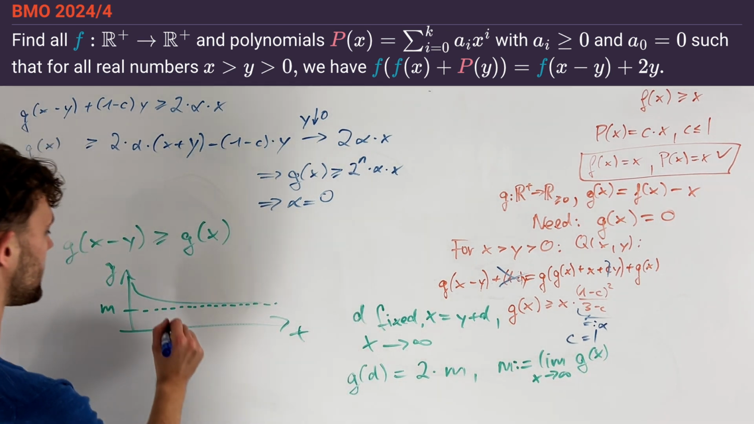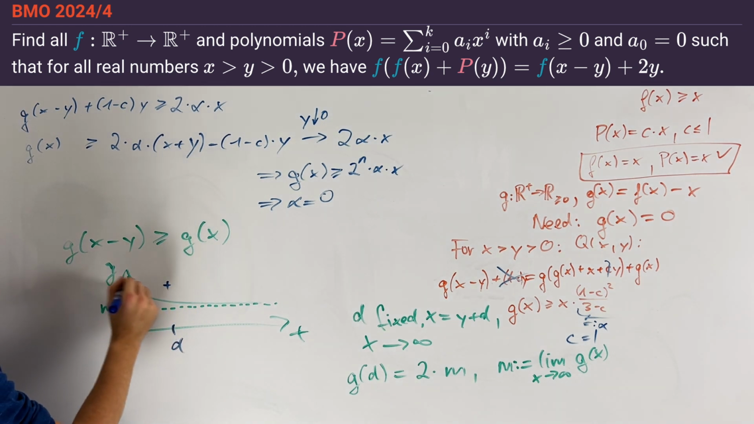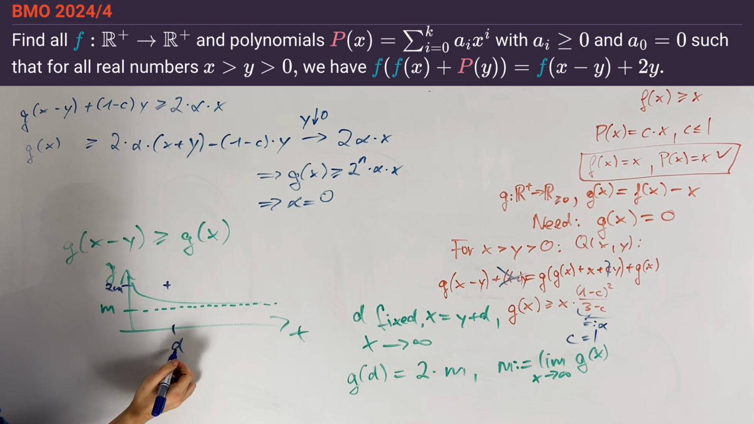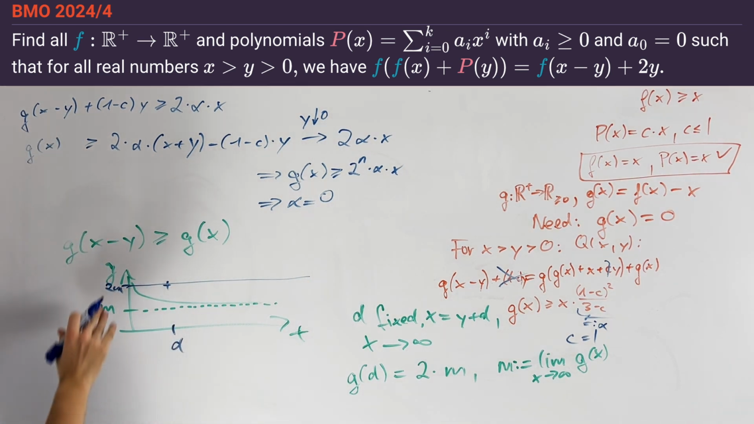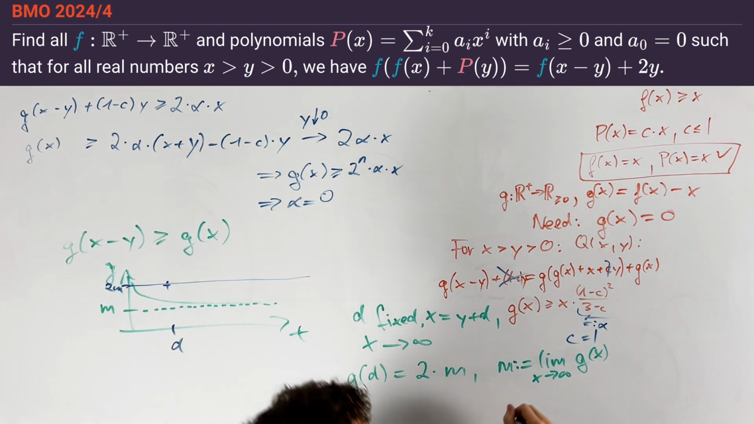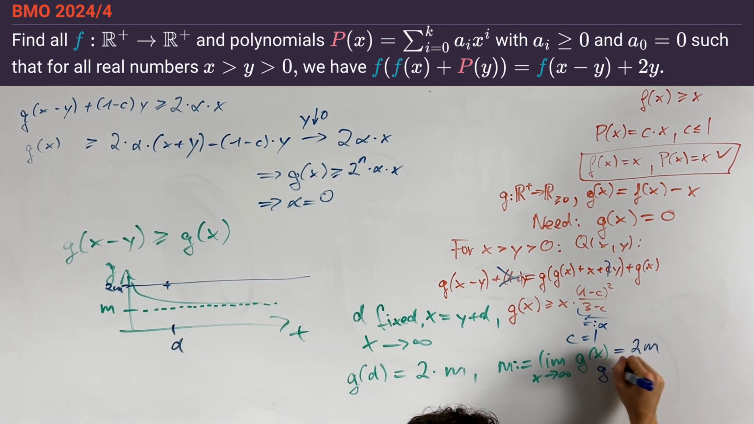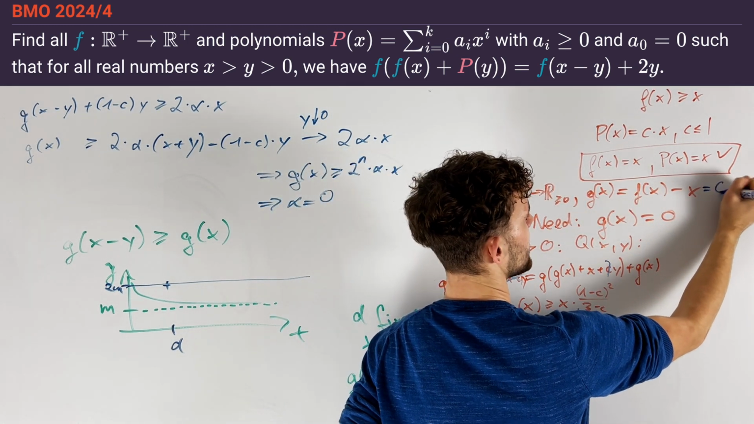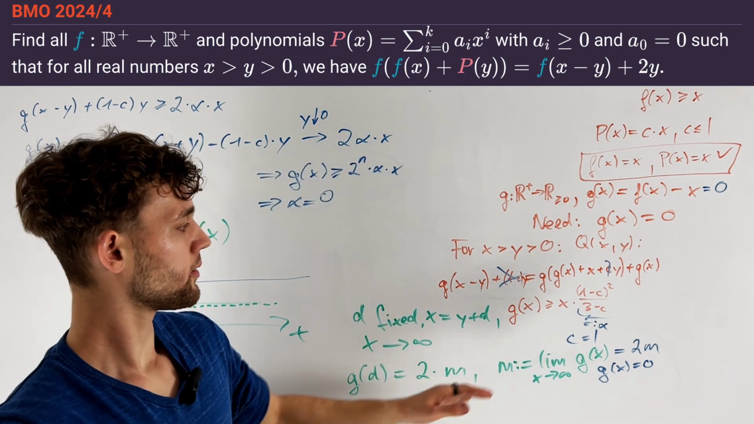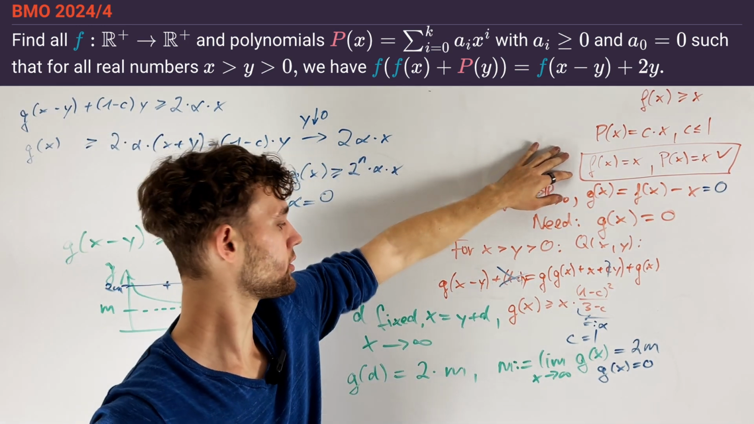So we have proven that g(d) is equal to 2m, but this doesn't hold only for this value of d, but for any positive real d, and therefore g is the constant function, and we have that m is equal to 2m, so g(x) equals 0 indeed. Hence we have proven that f(x) - x is equal to 0, and also c equals 1, and therefore this is the only possible solution, and we are done.